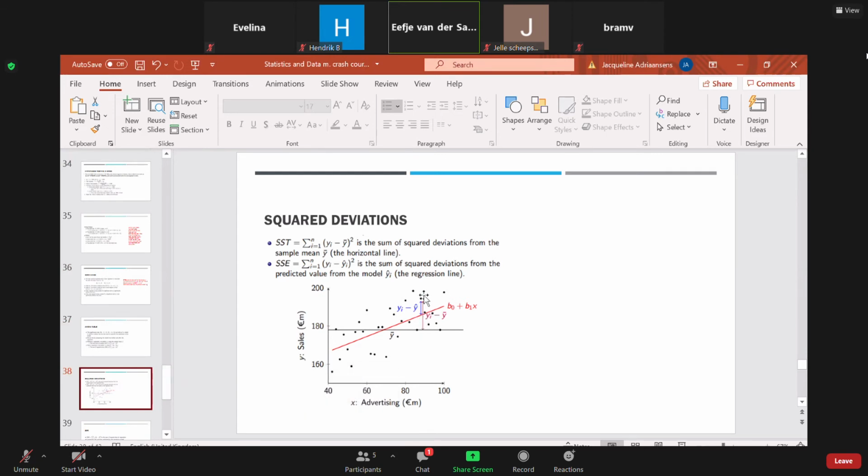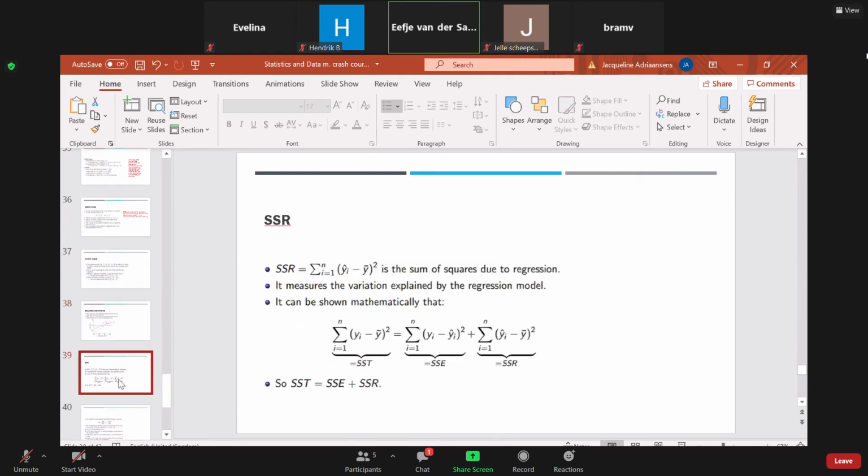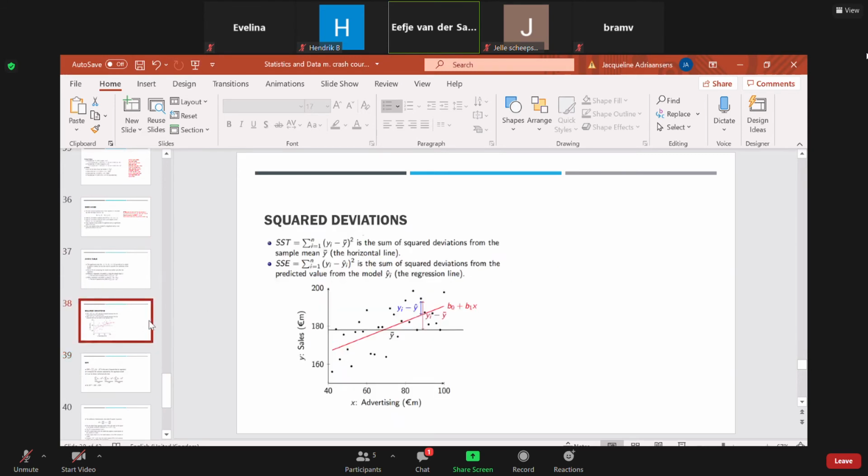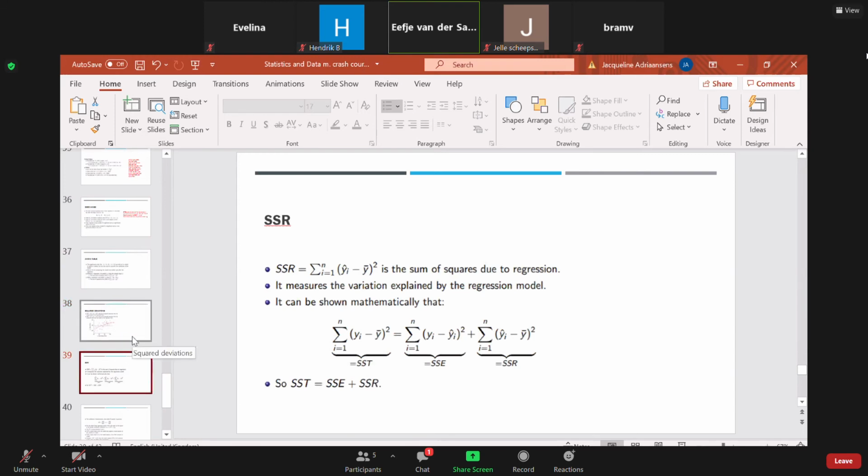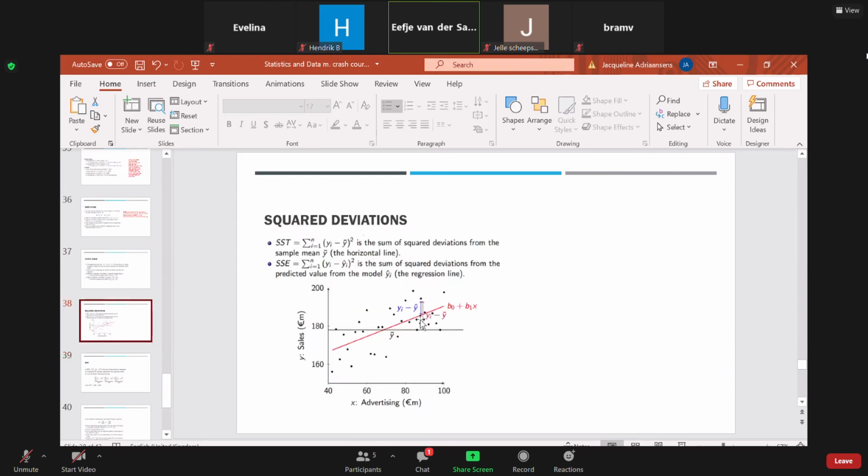Okay, but we have this part, and what is this small part then? We call that the SSR. And the SSR is the difference, here you can see it, between your prediction and the mean. Prediction, which is here on the line, and the mean. Again, it could be negative if your line is here and your prediction is here and your mean is here, then of course it's negative. All right, so that is what we call your SSR. So that's this small part.